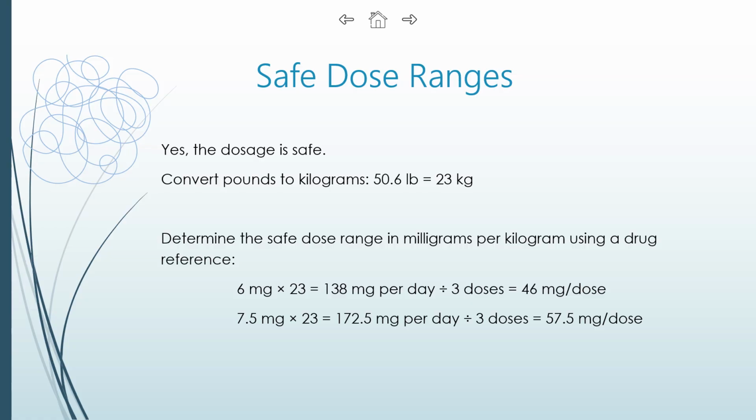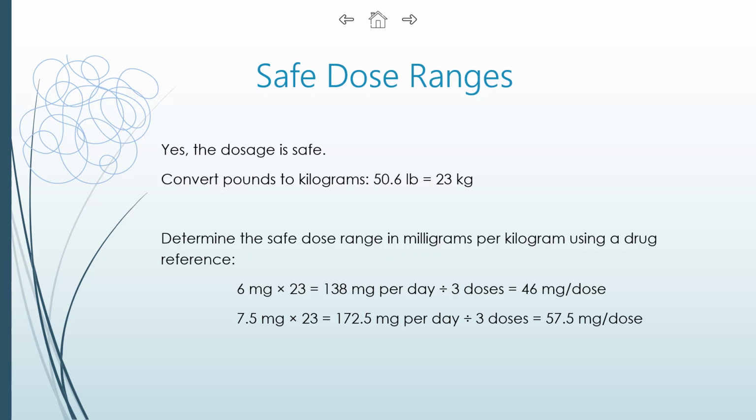Okay, so we convert the pounds to kilograms. 50.6 pounds equals 23 kilograms. Now to determine if the dose is in the safe range. Your safe range is 6 milligrams, and 7.5 milligrams is your maximum dose. So 6 times 23, because that's your kilograms, equals 138 milligrams per day. Now 7.5 times 23 is 172.5 milligrams per day.